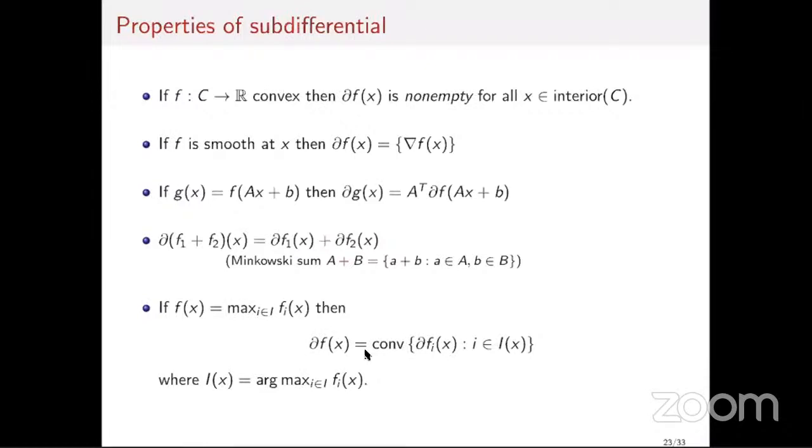In order to compute all possible subgradients, you have to look at all possible i's that achieve the maximum, and then you take the convex hull of the union of all these subdifferentials. It's a bit more complicated, but in many situations we actually only need one subgradient. We need to be able to exhibit just one subgradient at the point x and not all possible subgradients.